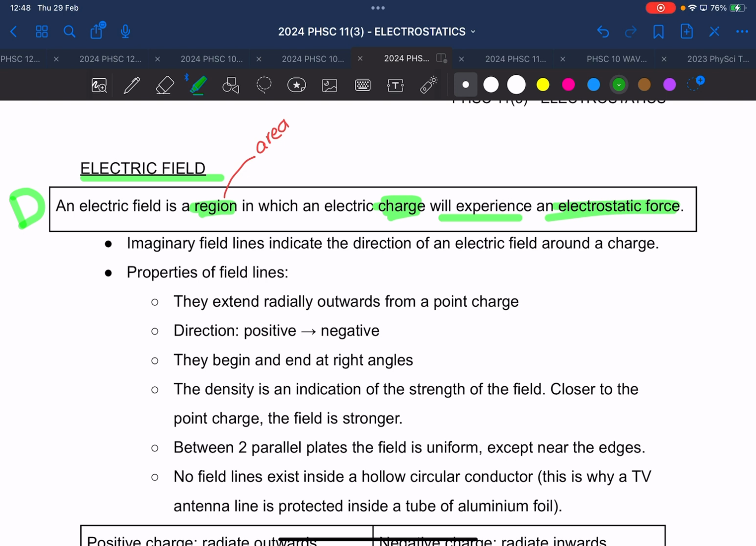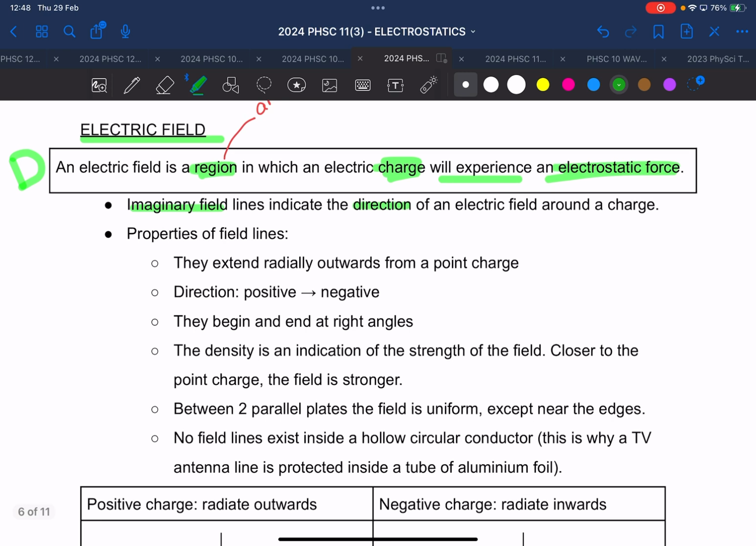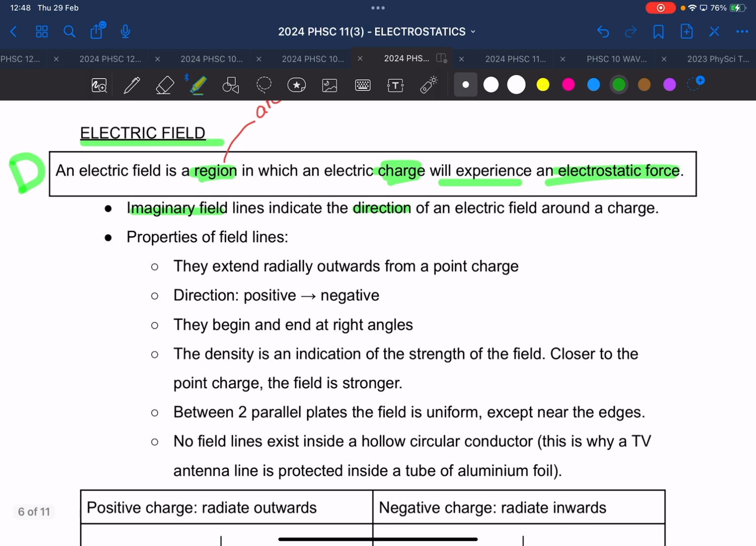You won't actually see a line there. We know they are there because of the outcome. The imaginary field lines indicate the direction of the electric field around a charge. And there are a few things I look for when you draw them. Number one, I want to see if you know they extend radially outwards from a point charge, meaning they are more or less in a circle. It's not that you have a charge and it goes like this. They form a circle around it.